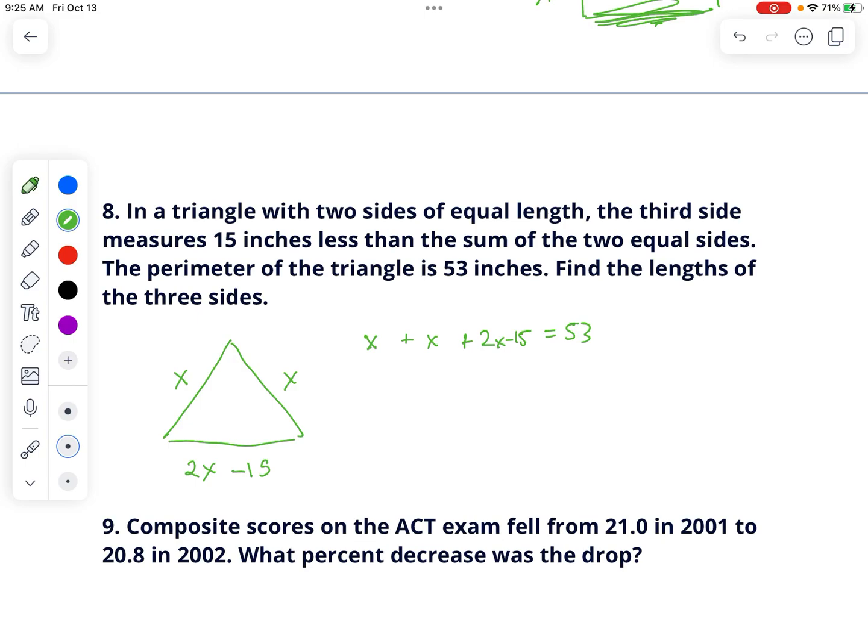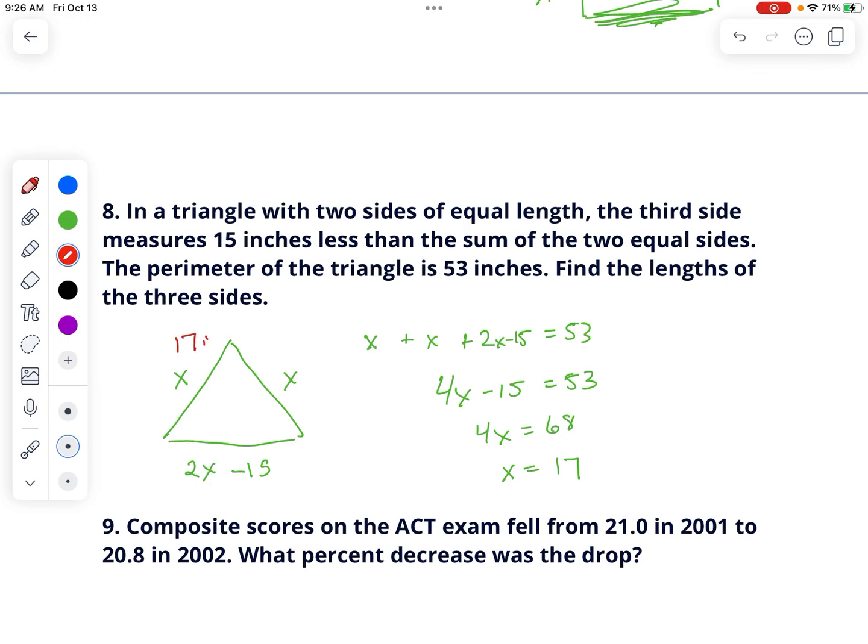Sometimes I like to use that visual and just look at it. I have an x plus another 2 x's. I'm at 4x, and then I have that minus 15. So that visual can really help. We'll add the 15 to both sides, and we'll divide by 4. And so x is 17.